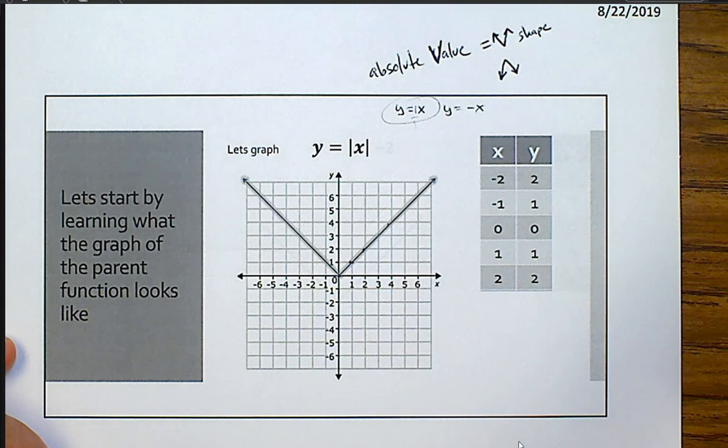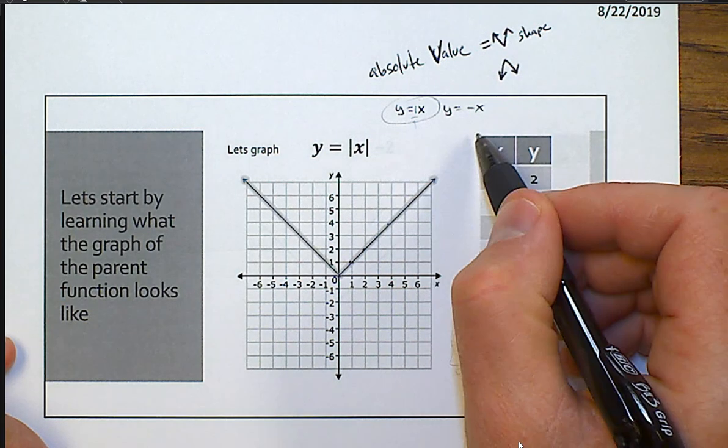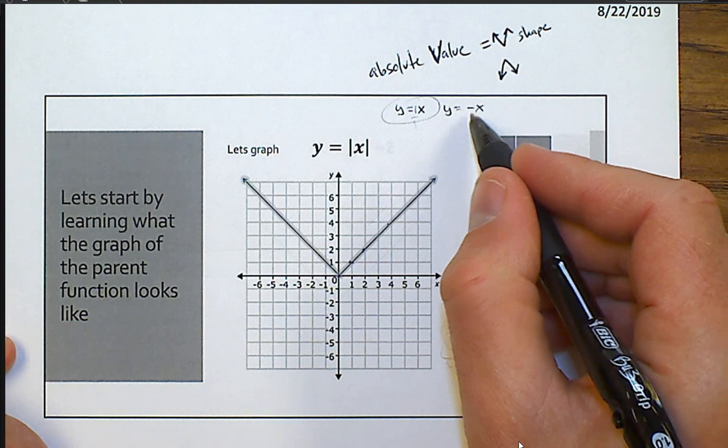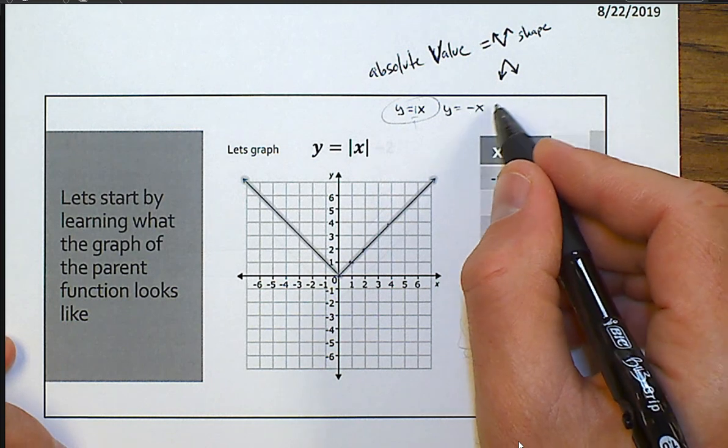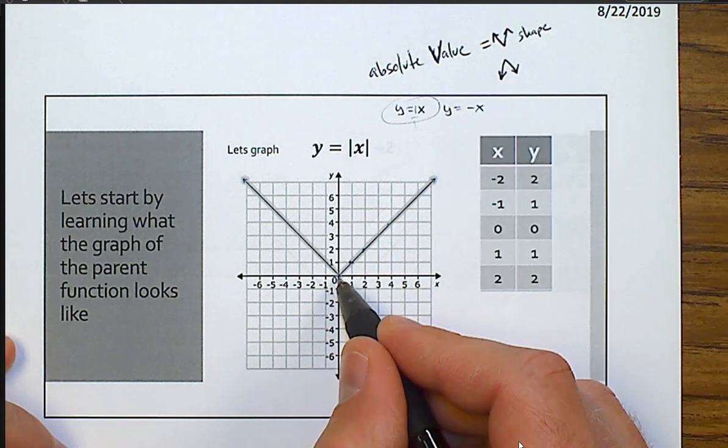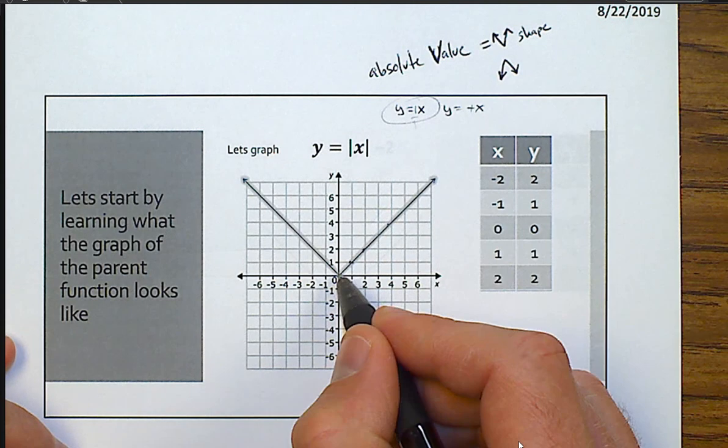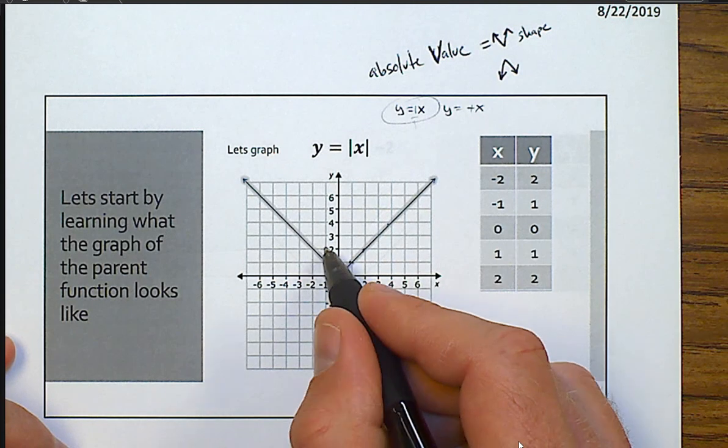Well, with absolute value, when you write your two equations, you get y equals negative x. Well, again, where's the y-intercept? It's really at 0, and then the slope is negative 1, which would be up 1, left 1, up 1, left 1, up 1, left 1.